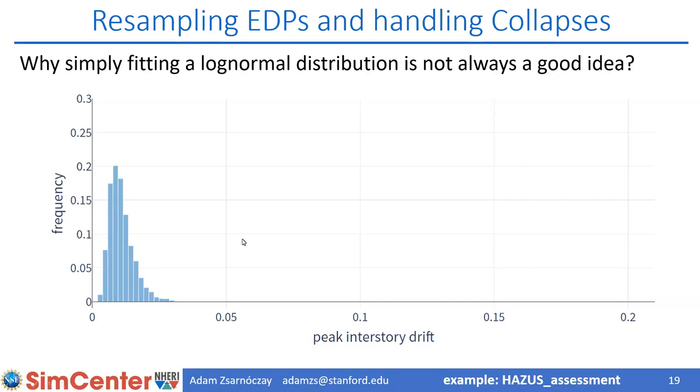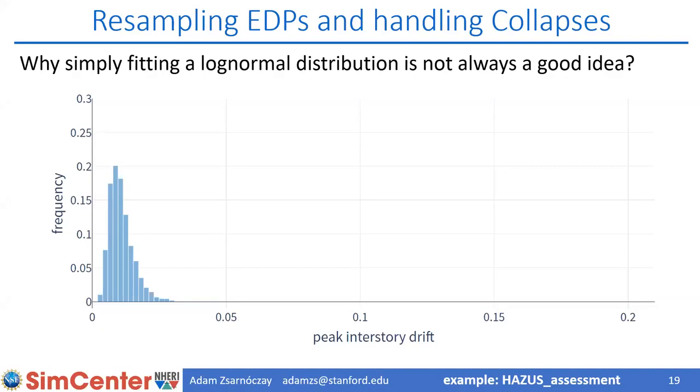So I have a quick one-dimensional example here. Let's say we are looking at a peak interstory drift at a particular story. Let's say the story that drives the building performance. So say the first story in a soft story building. And this is a histogram of a number of results that we have. So say we ran 50 simulations, and this is the distribution of the drifts from the 50 simulations of a particular building. This result could correspond to a relatively mild or moderate earthquake.